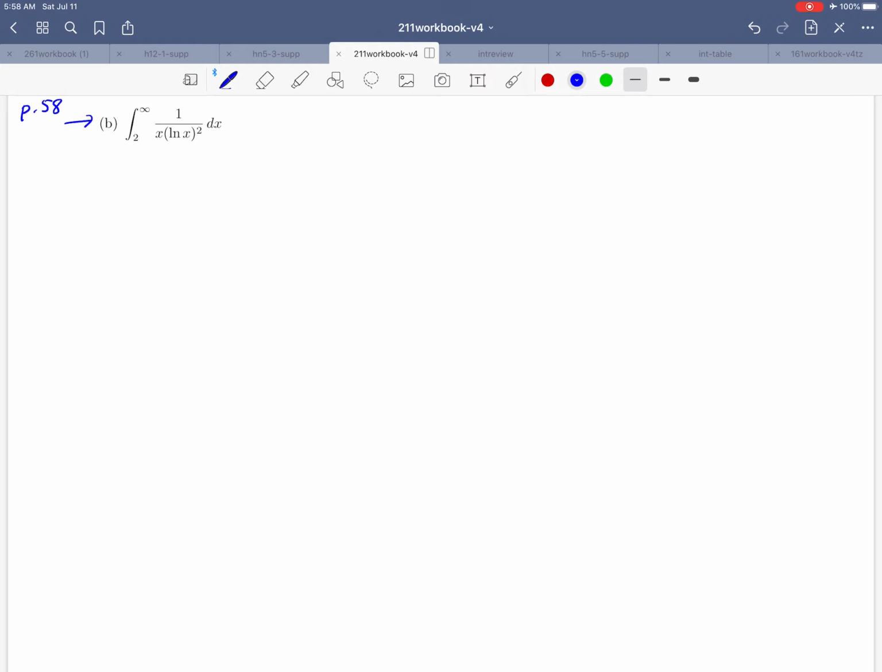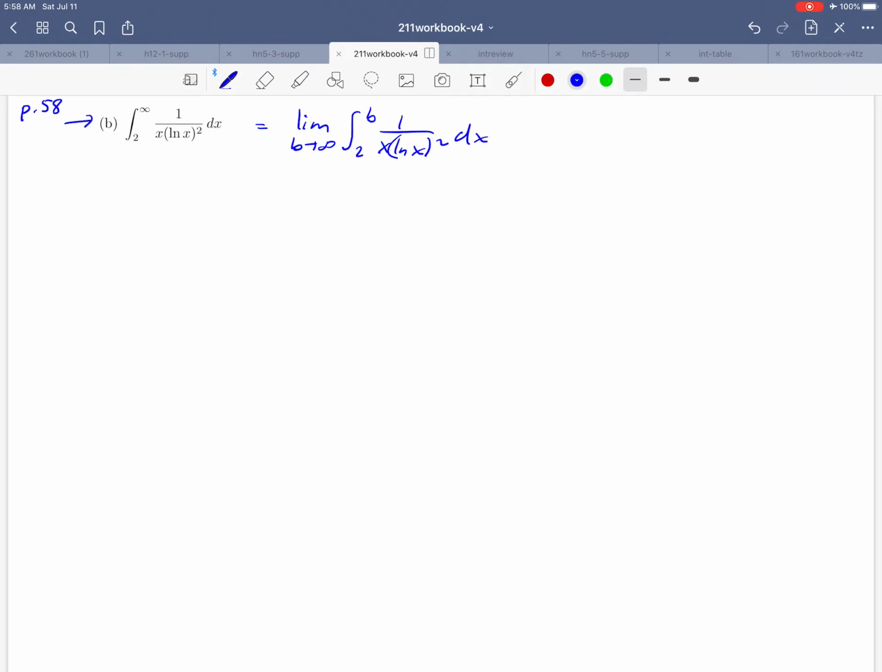Okay, so again, the way to set up an integral like this is as a limit. So we're going to start by replacing that infinity with a b, and then take the limit as b goes to infinity. Two-step process again. Okay, well, the question now is, how do we do that integral that's sitting in front of us?